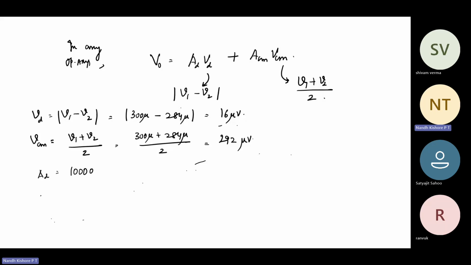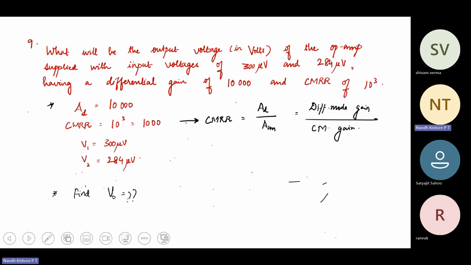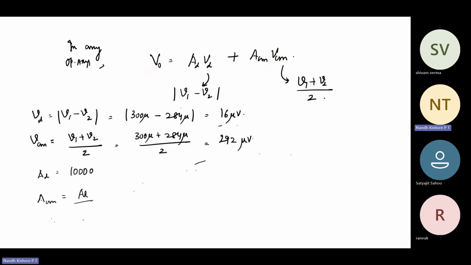And what is ACM then? ACM is basically from CMRR. From CMRR, we can write ACM is equal to AD by CMRR, from this particular equation. So ACM is equal to AD by CMRR, which means 10,000 divided by CMRR, which was 10 power 3, which gives you 10.